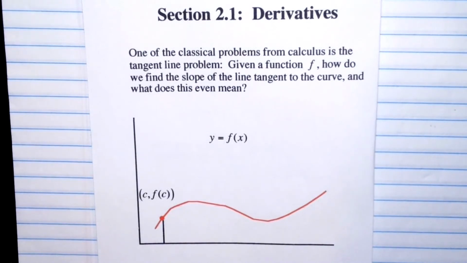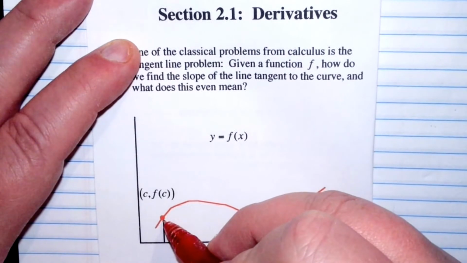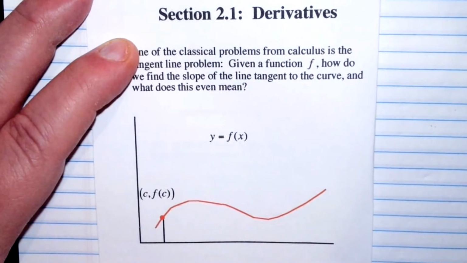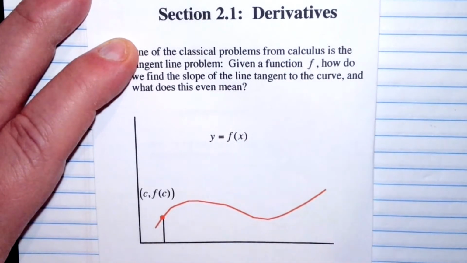And the question is this: given a graph, a curve, how do we find the slope of the tangent line, or the line tangent to the curve, and what does this even mean? So here's a curve, and it's really not very curvy. It looks like a lot of line segments joined together. But what I want to do is determine what the slope of the curve is at this point, where x equals c and y equals f of c. So I will label that as c.